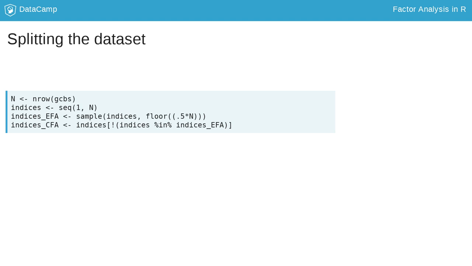First, you'll determine the number of rows, n, in the dataset, and set up a sequence from 1 to n. Next, you'll use the sample function to select half of those numbers at random, then assign them to an object called indices_EFA. The other half of the numbers in the sequence are assigned to another object called indices_CFA. Once those sets of indices are established, you'll use them to create two datasets, one for your EFA and one for your CFA. By creating a theory with half of the data, then testing it on the other half, you'll avoid overfitting your model or falsely confirming your theory.